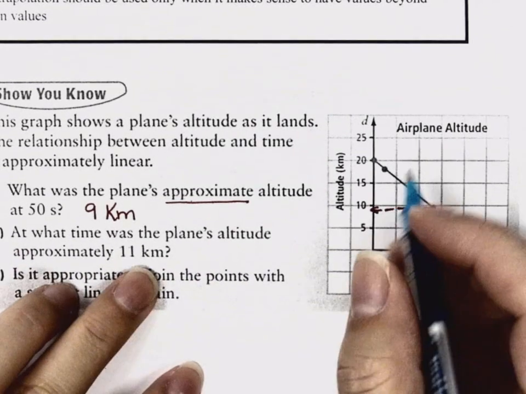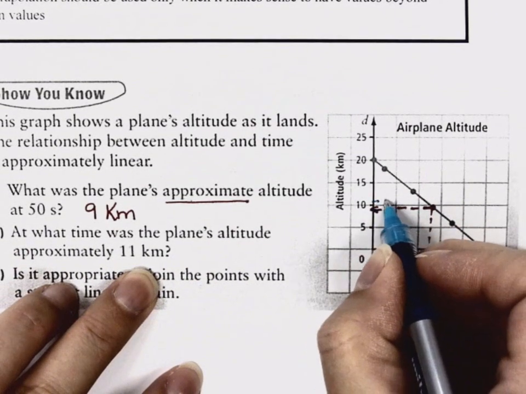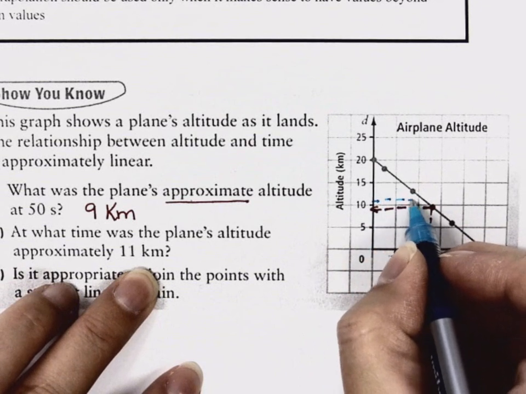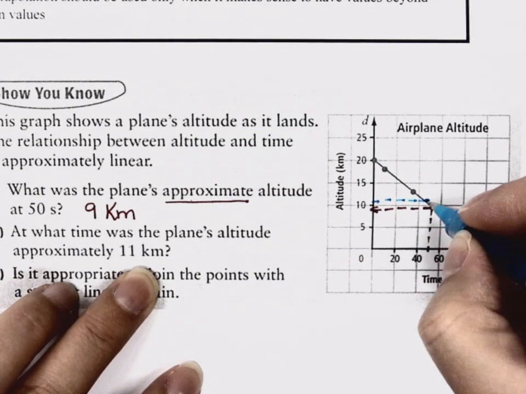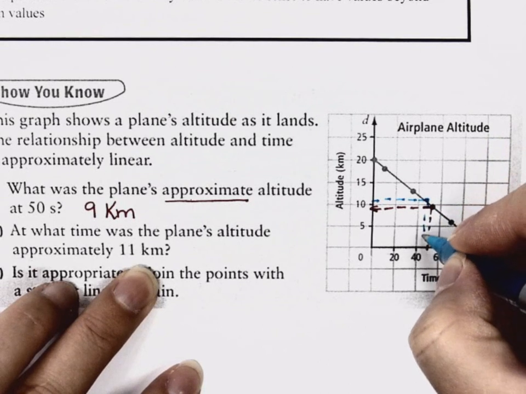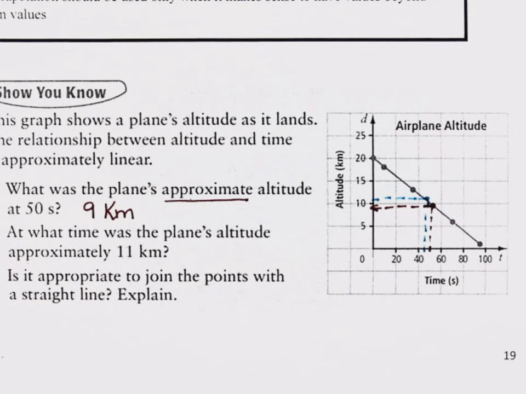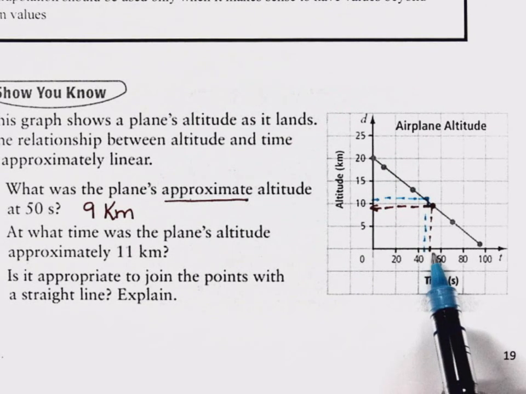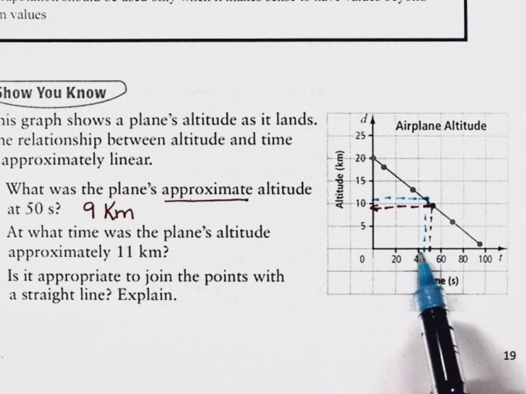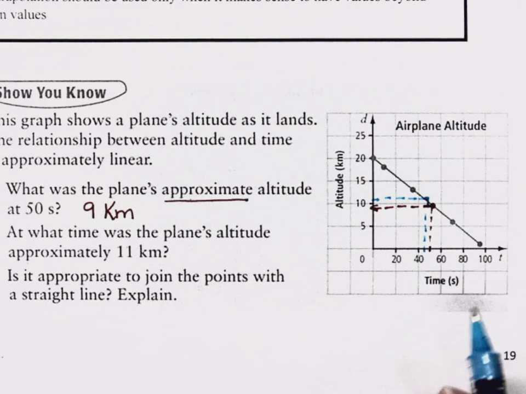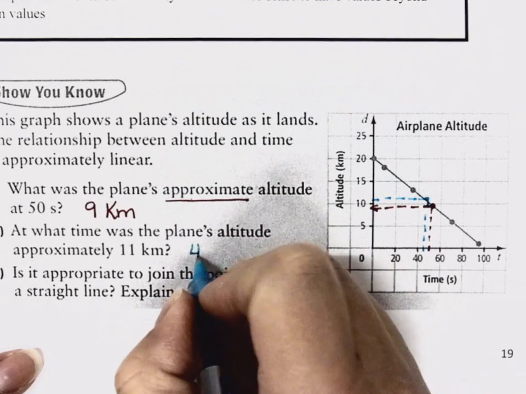All right, so the altitude is 11 kilometers, so I'm going to go across just above 10, sorry, just above 11, to the line. And then once I hit the line, I'm going to go down. So what would you guys say was the time it took to hit 11 kilometers? 50 is this mark right here. 50 is the darker pink mark. And we're somewhere in between 40 and 50. So what would be a good answer? 45, great answer.